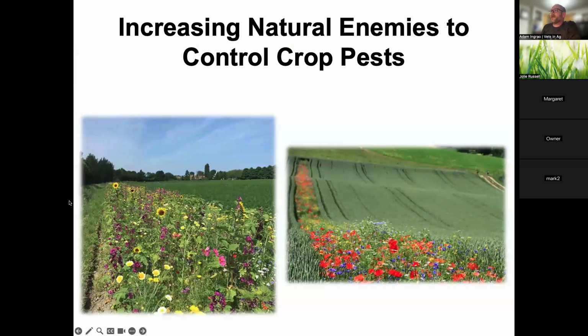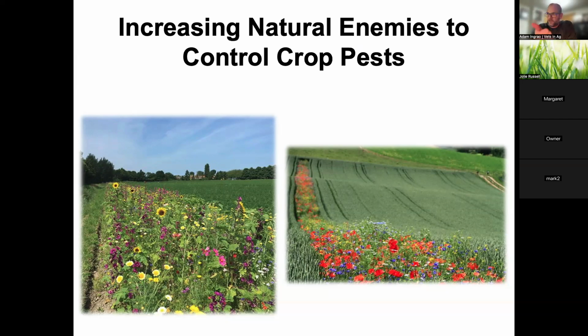All right, so increasing natural enemies to control crop pests. The easiest way to do this is flowering border strips. If you are producing any kind of a crop, whether it's a row crop, a specialty crop, a greenhouse crop, whatever, flowering border strips are by far the easiest thing you can do to support natural enemies.